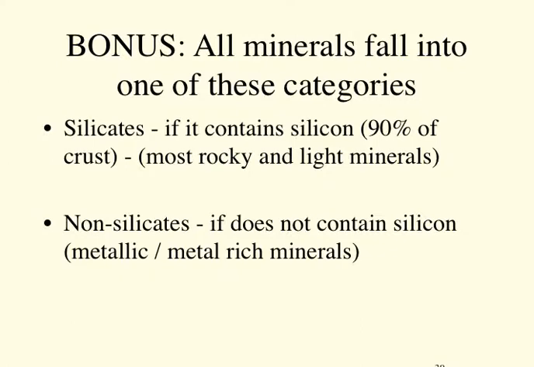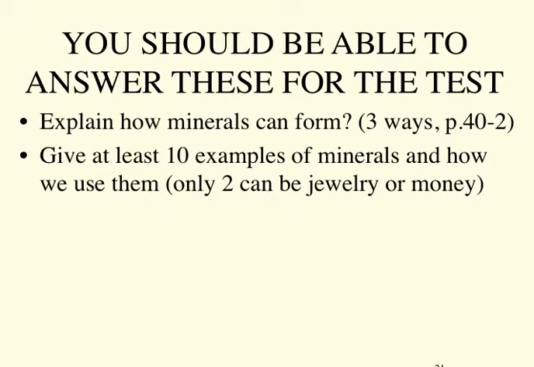All minerals fall into one of 2 categories. All minerals, or rocks, which are made of minerals, can be either silicates or non-silicates. If it contains silicon, it's a silicate. If it doesn't, it's a non-silicate. And there you go. Hopefully you can explain the 3 ways minerals form.